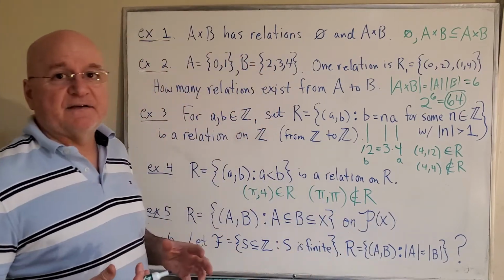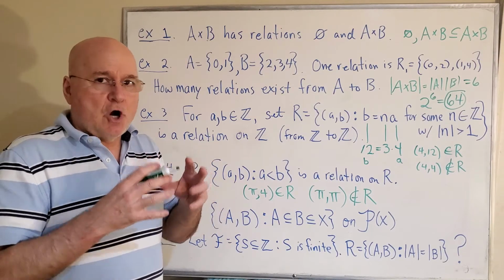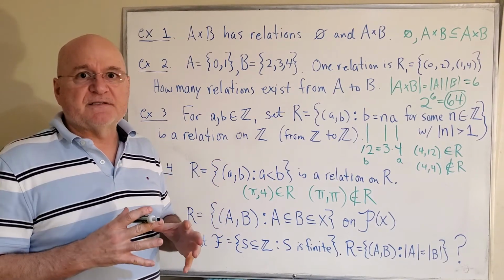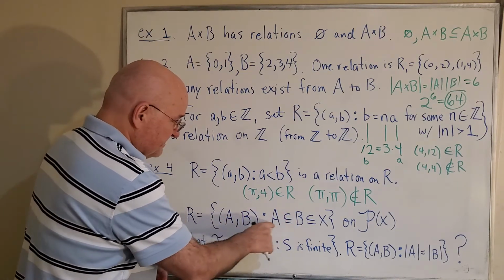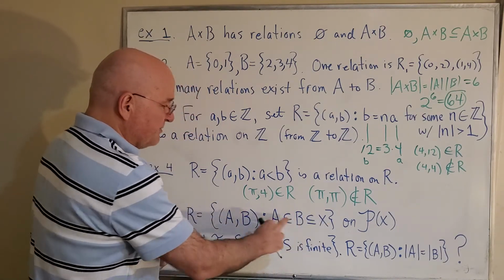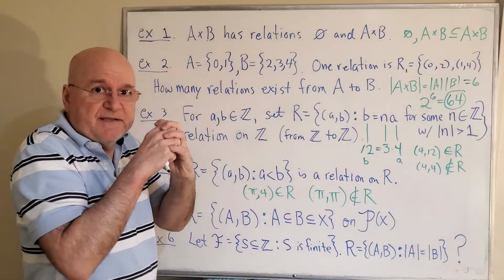The power set of X. Do you remember what the power set is? The power set of X is all of the possible subsets of X. For example, A is a subset of X, B is a subset of X. We also know that A is a subset of B, so think of it as maybe being a smaller set than B.